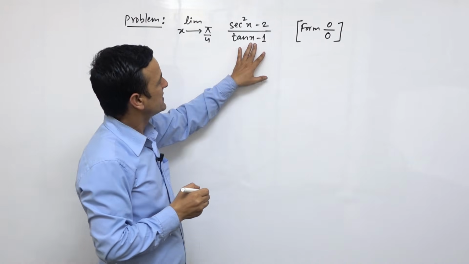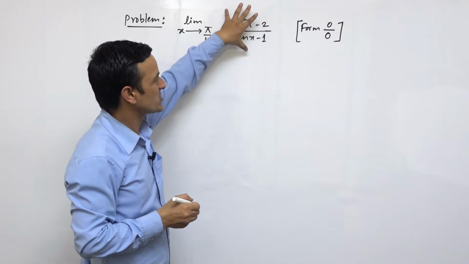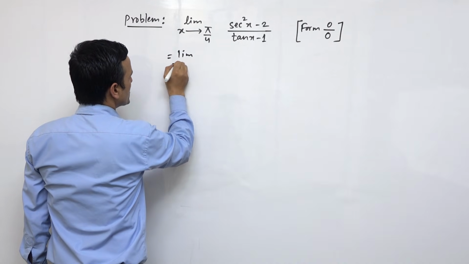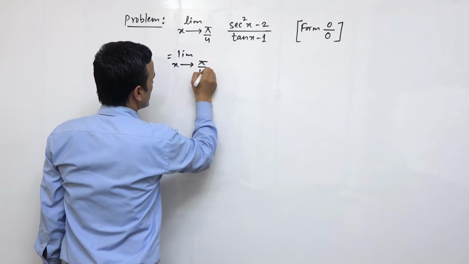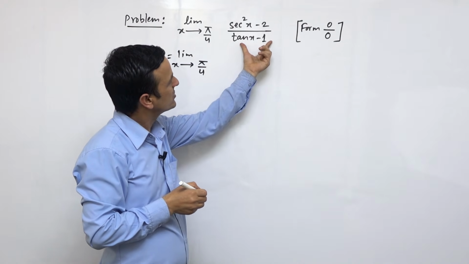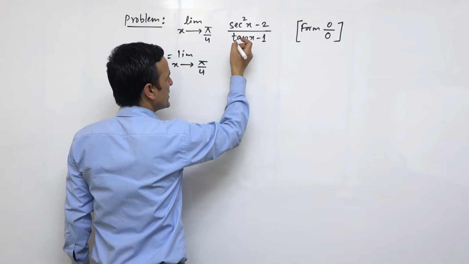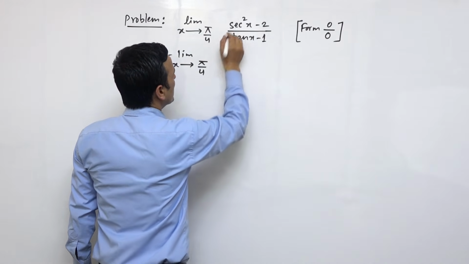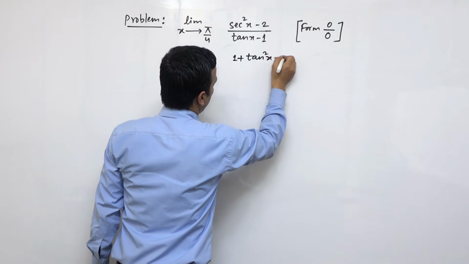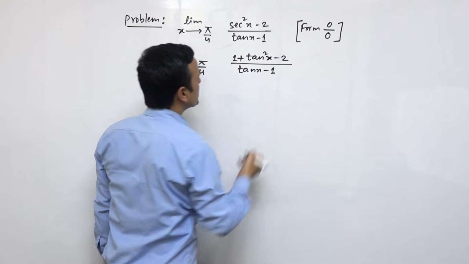So we can't put the value of x directly in this question. First of all, we simplify here and solve this question step by step. In the denominator we can see a term of tan, and there is a relation between sec and tan. So convert this sec square into tan. Sec square means 1 plus tan square x, divided by tan x minus 1.